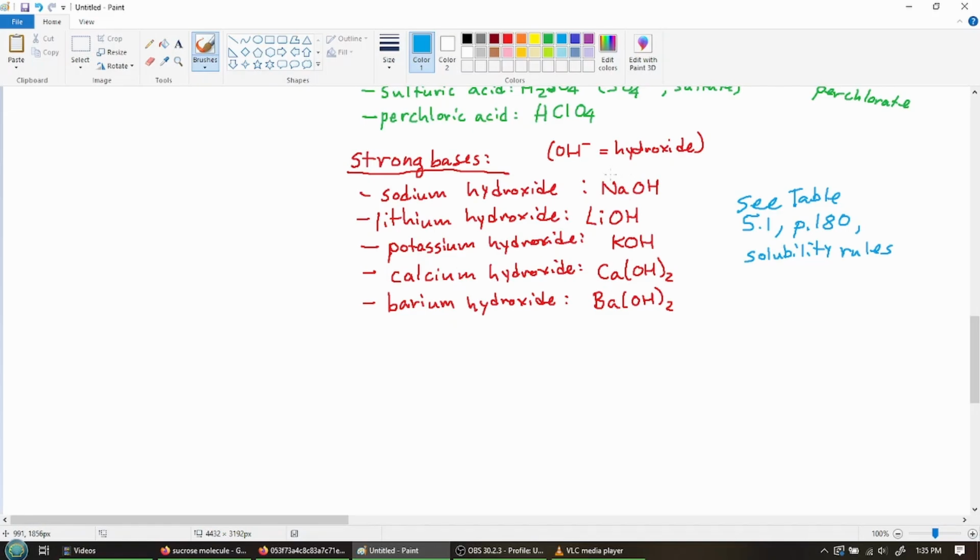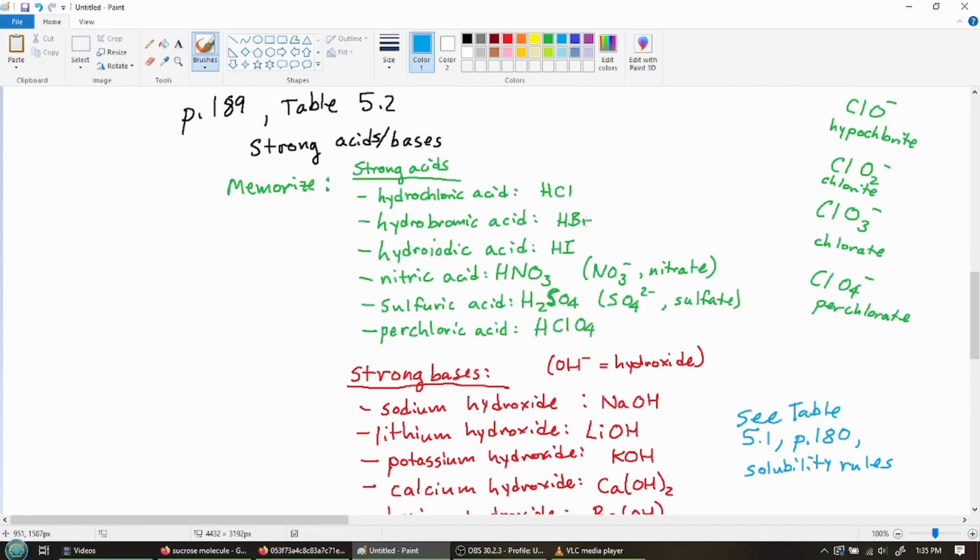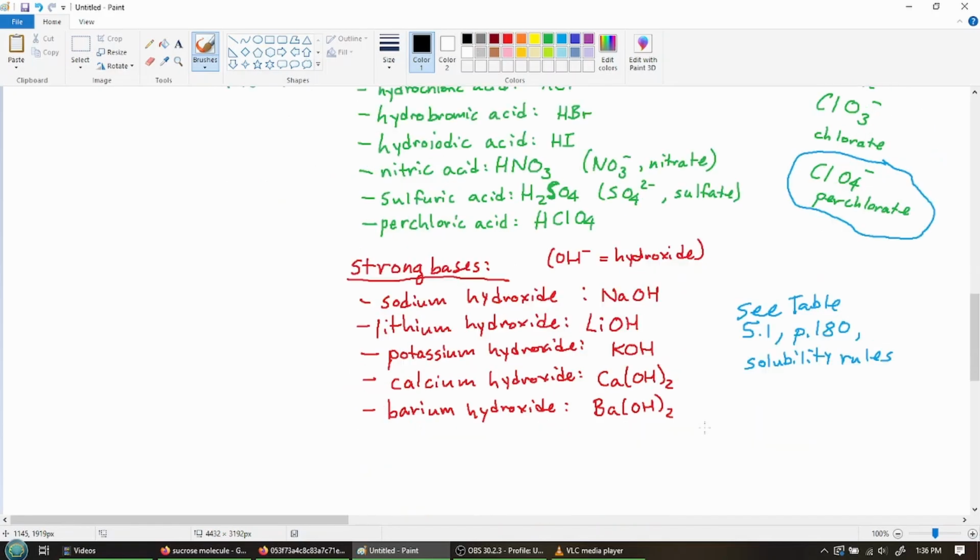I do want you to commit these 6 strong acids to memory, and likewise, I want you to commit to memory these 2 polyatomic ions. So perchlorate and hypochlorite, 2 that we did not commit to memory during the first bit. Okay, so now that I've said this, let's take a pause and look at what we have here.